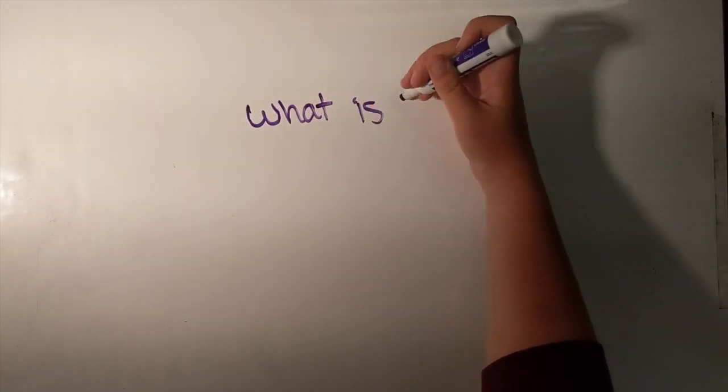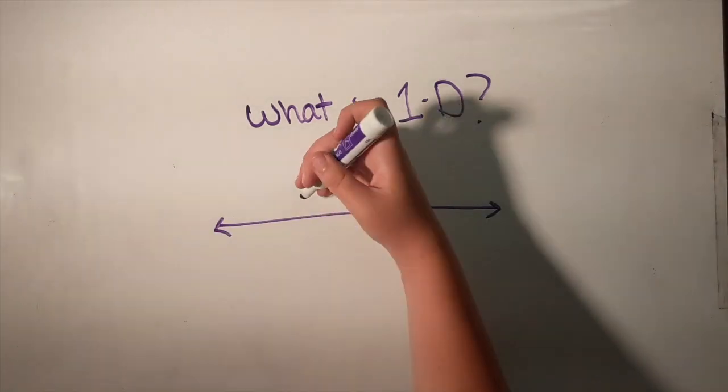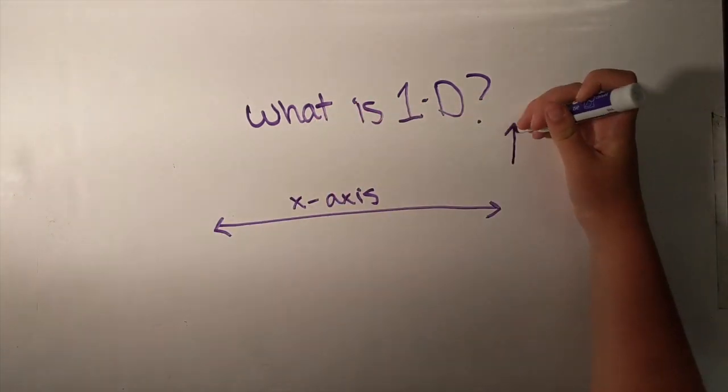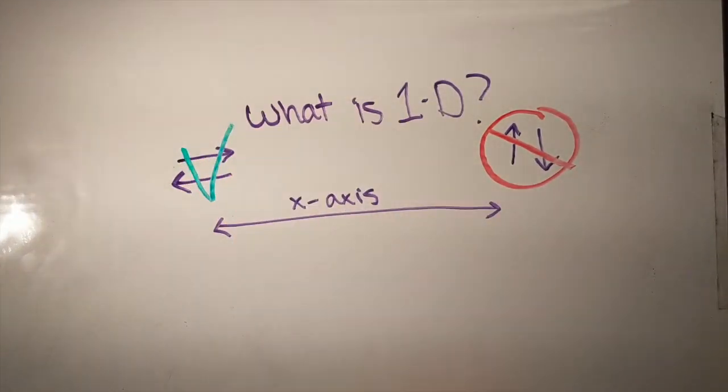First, before we get into anything with 1D motion, we need to know what it is. One dimension is the dimension on the x-axis. This means that there's no up or down. The only movement that can happen is to the left or the right. Now that that's settled, let's move on to the fun part.